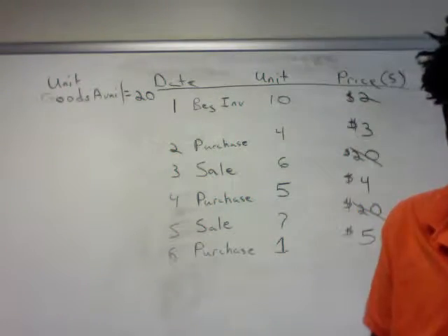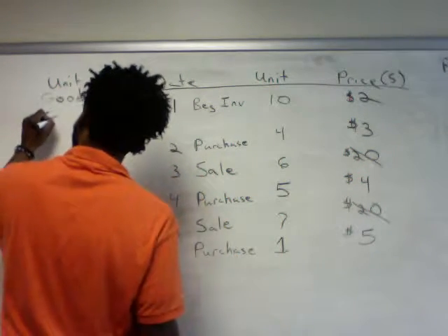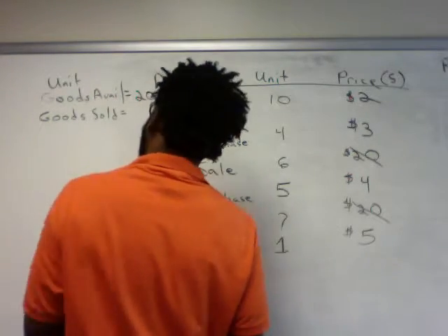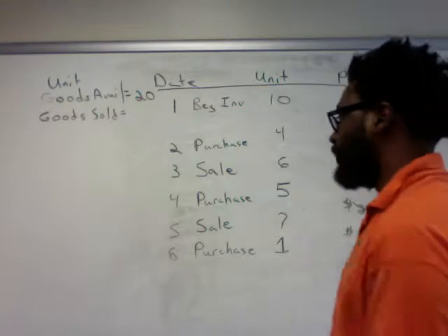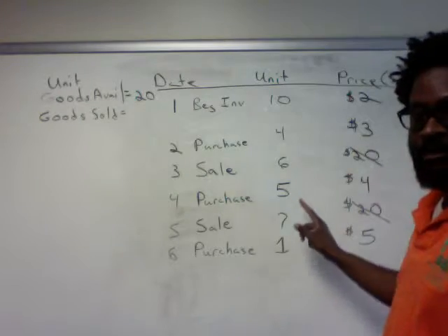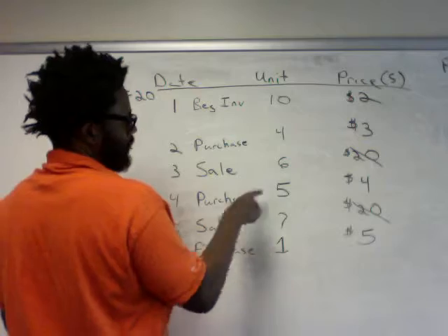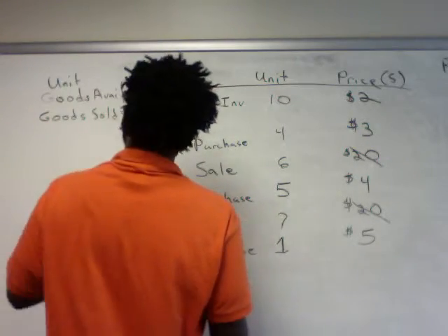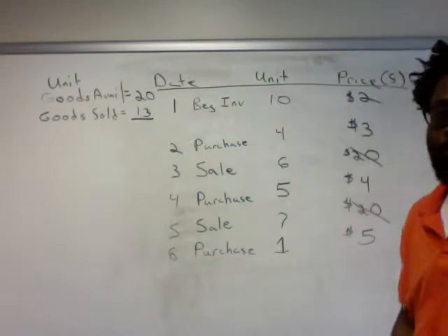The next thing you need to realize is how many goods did you sell out the period? How are we going to do that? Very simple. Add up your sales. We have sale 1, sale 2. Sale 1 was 6 units sold. Sale 2 was 7. That gives us 13. So, we know we sold 13 units.